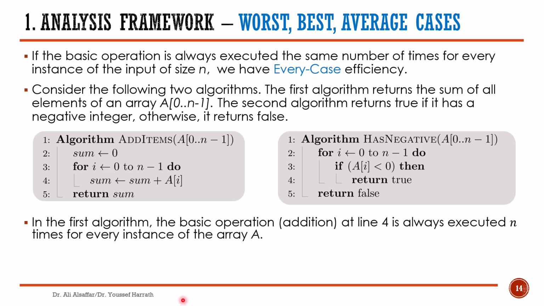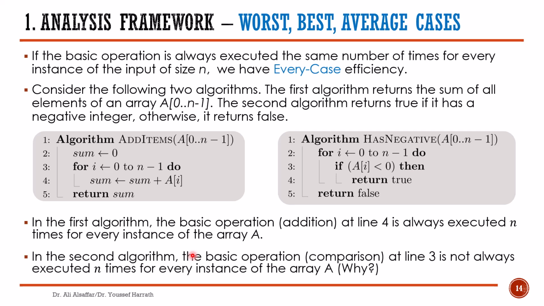In conclusion, in the first algorithm, the basic operation, which is addition at line 4, is always executed n times for every instance of the array A. But in the second algorithm, the basic operation, comparison at line 3, is not always executed n times for every instance of the array A. Why? Because the execution of the basic operation depends not only on the input size, but also on specific values of the input instances.